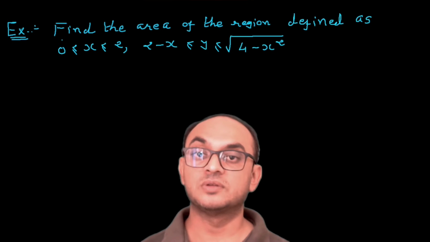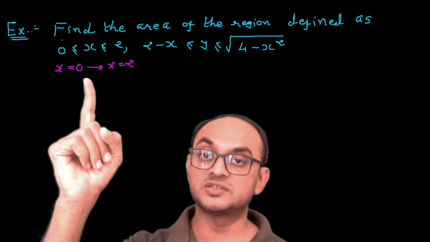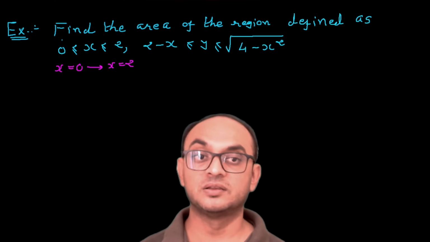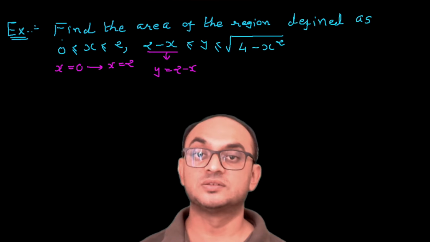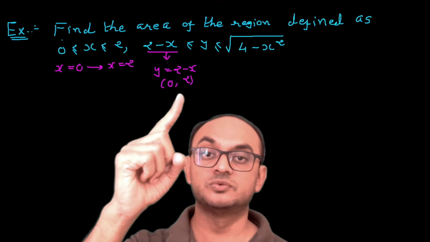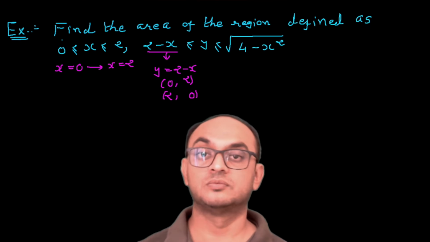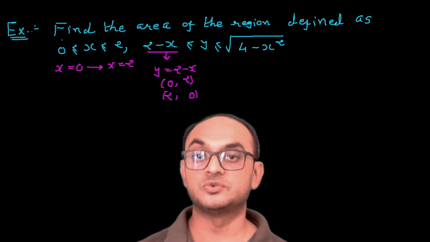We have these curves, x equal to 0 and x equal to 2. So x equal to 0 is a line, and x equal to 2 is also a line. This is the y-axis, and this is the line parallel to the y-axis at 2 units. Then y is equal to 2 minus x. When x is equal to 0, y is equal to 2. When y is equal to 0, x is equal to 2. So this is the line passing through these two points, (0, 2) and (2, 0).